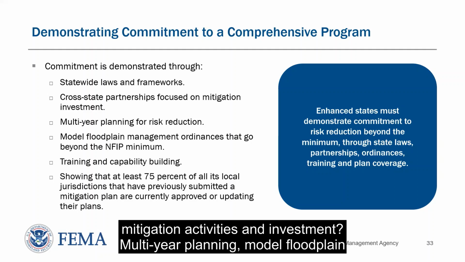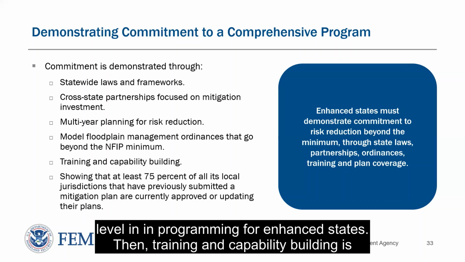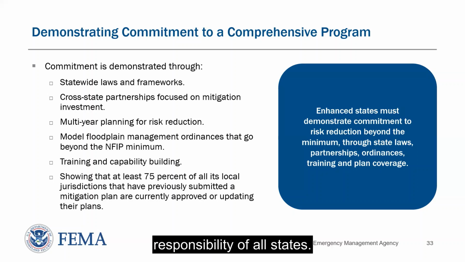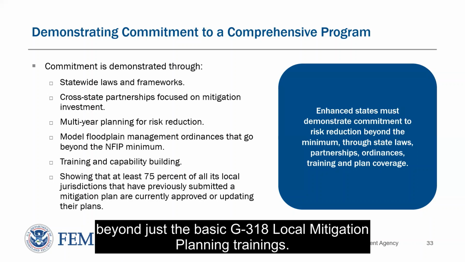Multi-year planning, model floodplain ordinances that go beyond the NFIP minimum. So again, looking for that excellence level in programming for enhanced states. And then training and capability building is another big category and really important, because that is a key responsibility of all states, but for enhanced states, really looking for outstanding efforts in training that go beyond just the basic G318 local mitigation planning trainings.